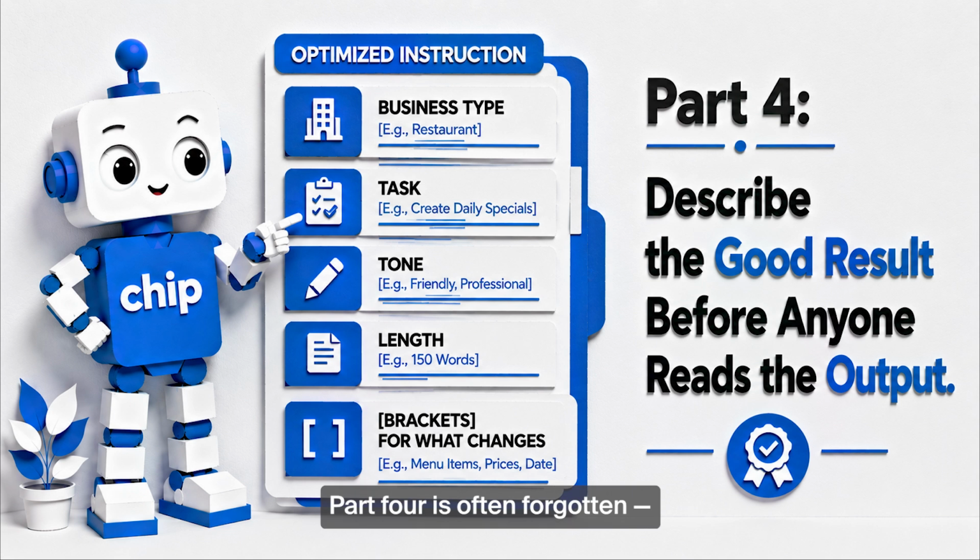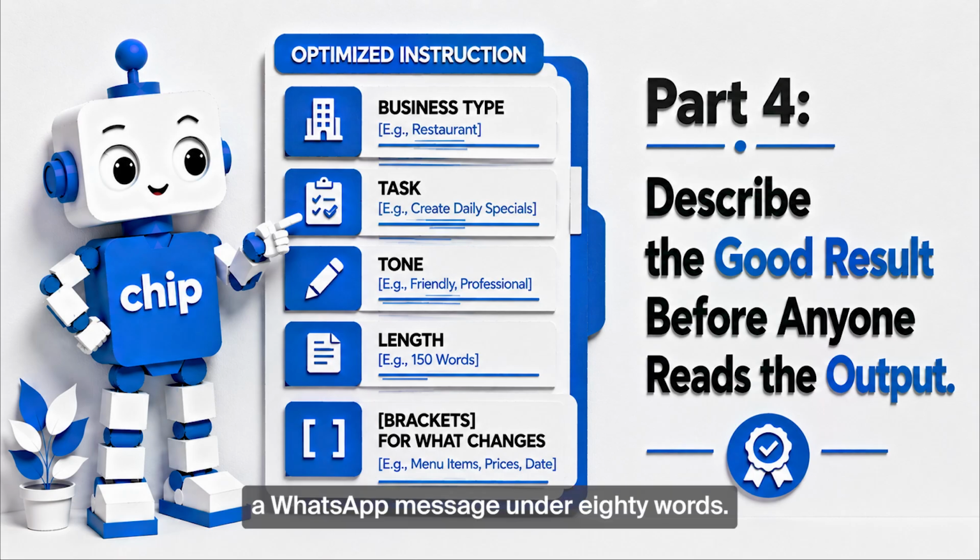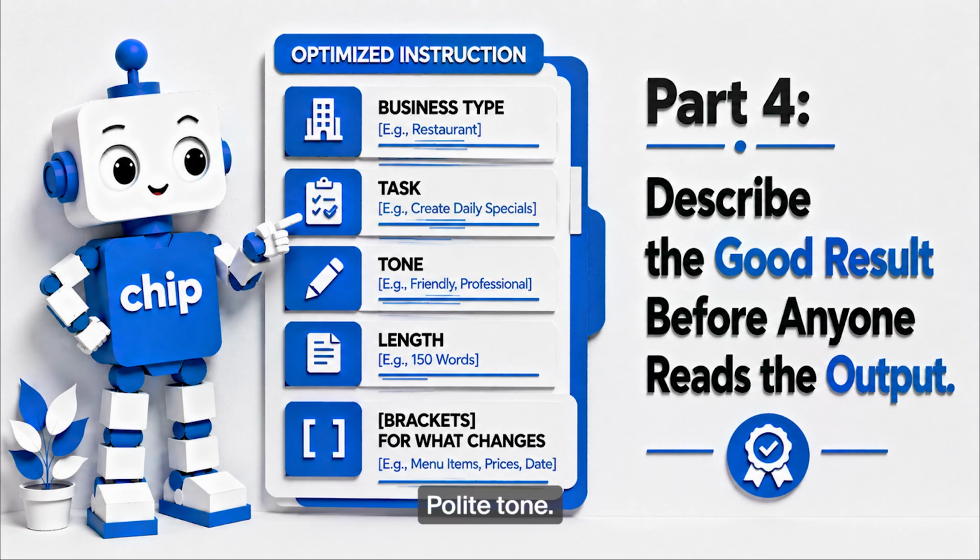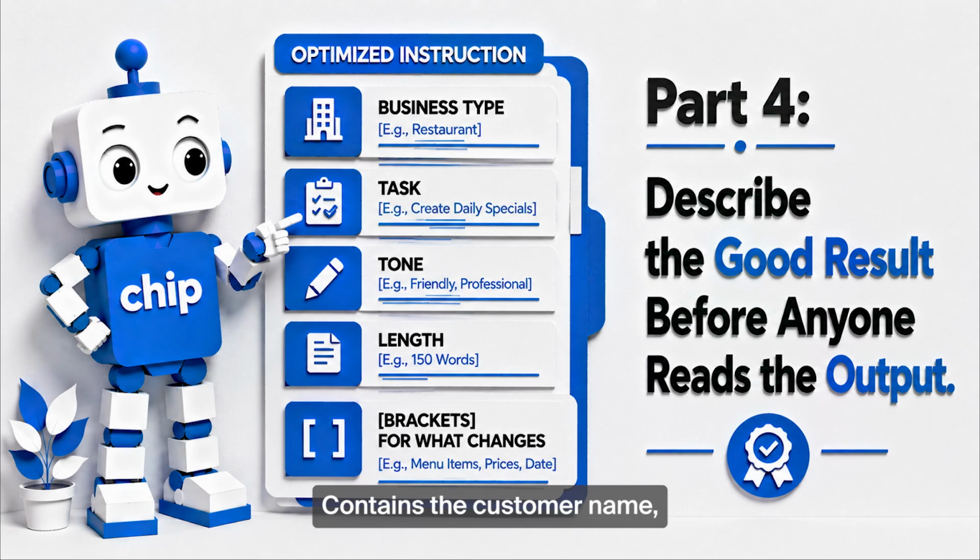Part 4 is often forgotten, but it matters a great deal. This part describes exactly what a good result looks like before anyone reads the output. For example, a WhatsApp message under 80 words. Polite tone. Contains the customer name, the product name, and the discount offer. When a staff member reads the Copilot output and compares it to Part 4, they immediately know if the result is good enough to use without asking you.